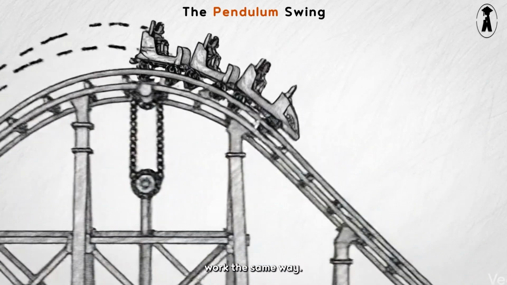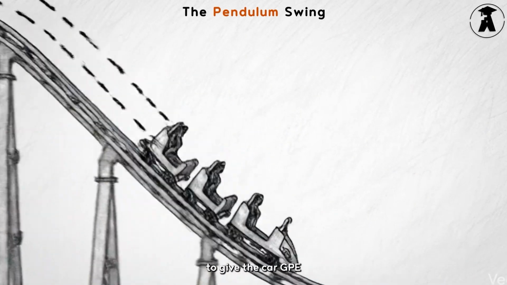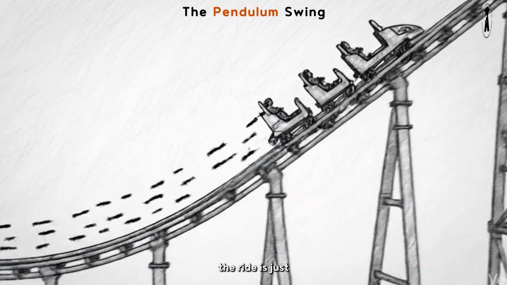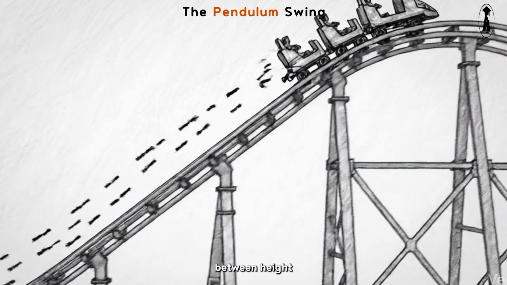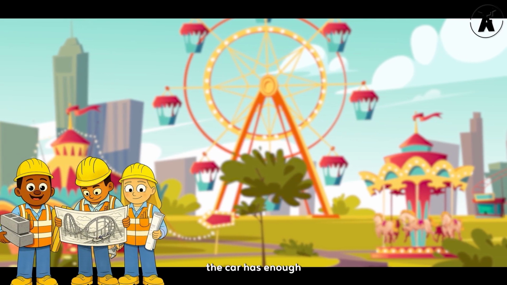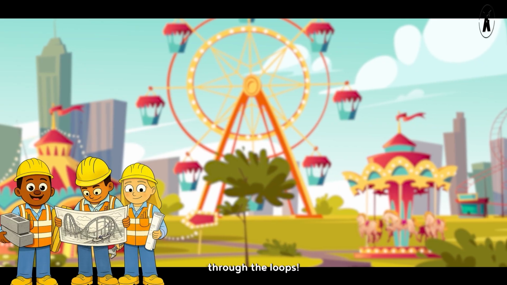Roller coasters work the same way. The motor does work to give the car GPE at the top of the first hill. From there, the ride is just a series of swaps between height and speed. Engineers use these exact formulas to ensure the car has enough KE to make it through the loops.